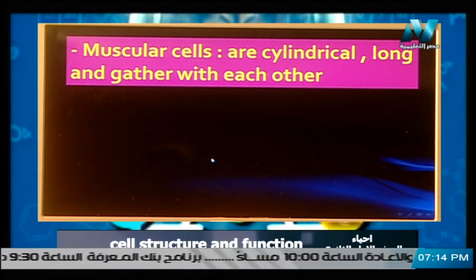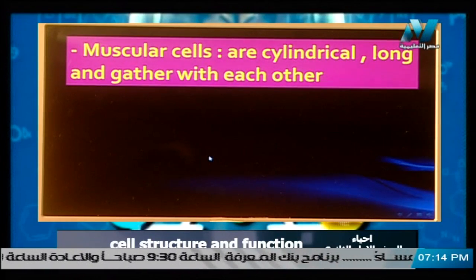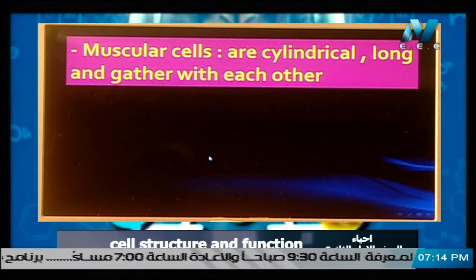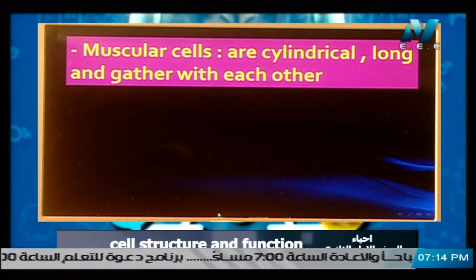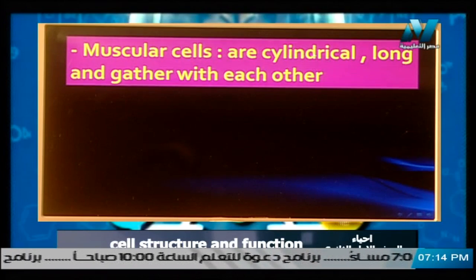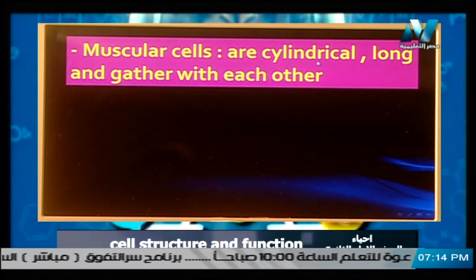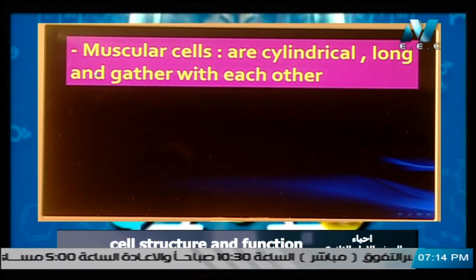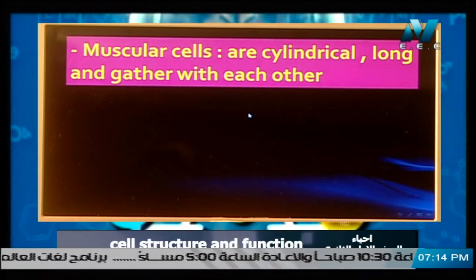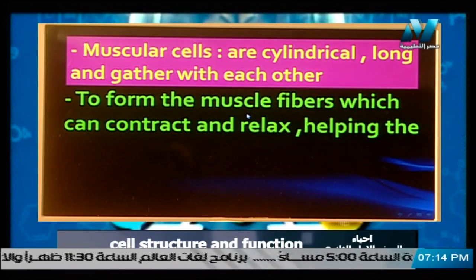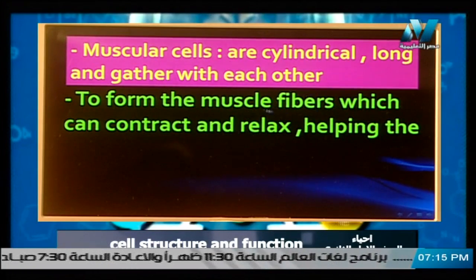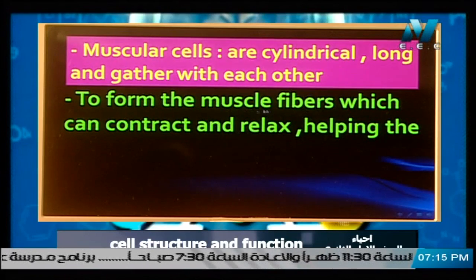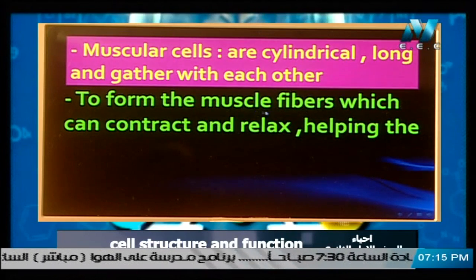Muscular cells, العضلات يا ولادي, are cylindrical, long and gathering with each other. زي ما انتم شايفين هنا بنقول ان هي cylindrical shape، شكلها cylindrical and long and gathering with each other. طب يا ترى هي ليه بالشيب ده؟ To form the muscle fibers، عشان تعمل حاجة اسمها muscle fibers. This is the unit of the muscles.